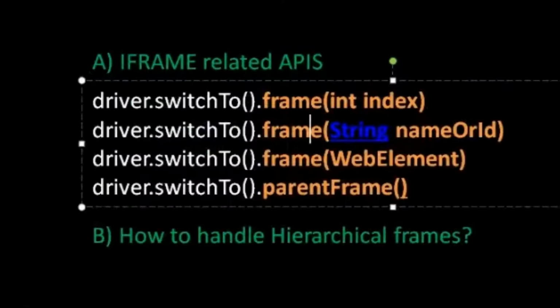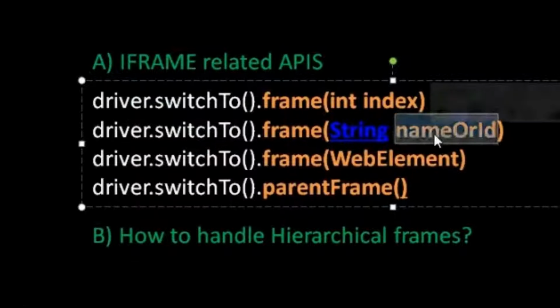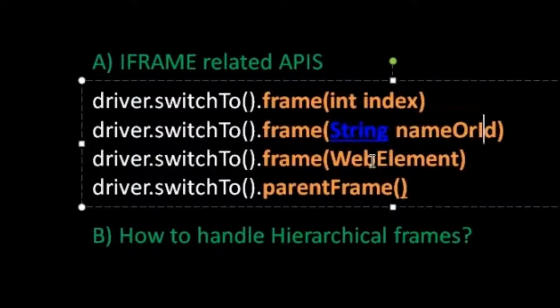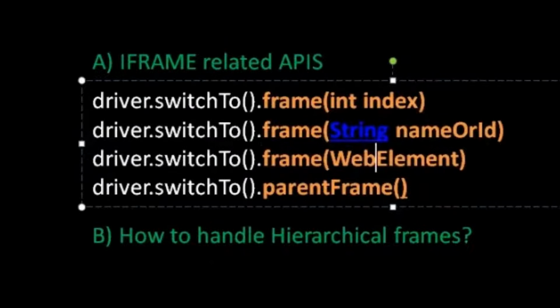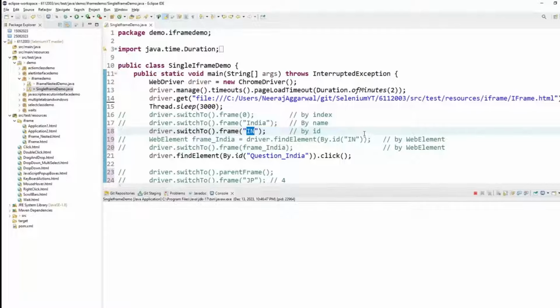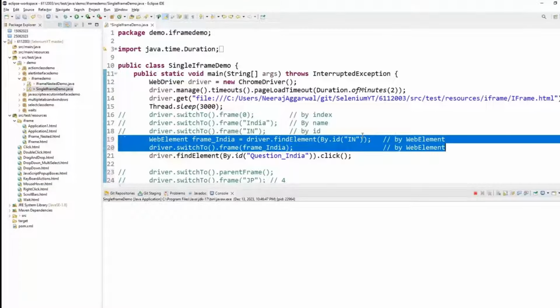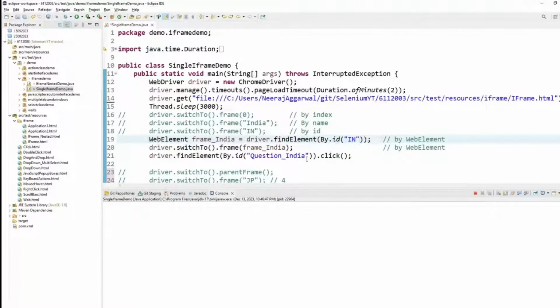So coming back, we have seen by name and by ID. Let us now try the third version, which is WebElement. So what it means is, let us comment this, and let us uncomment these two lines. So what it means is, we are locating the frame first as a web element, and that web element we are passing here as an argument.